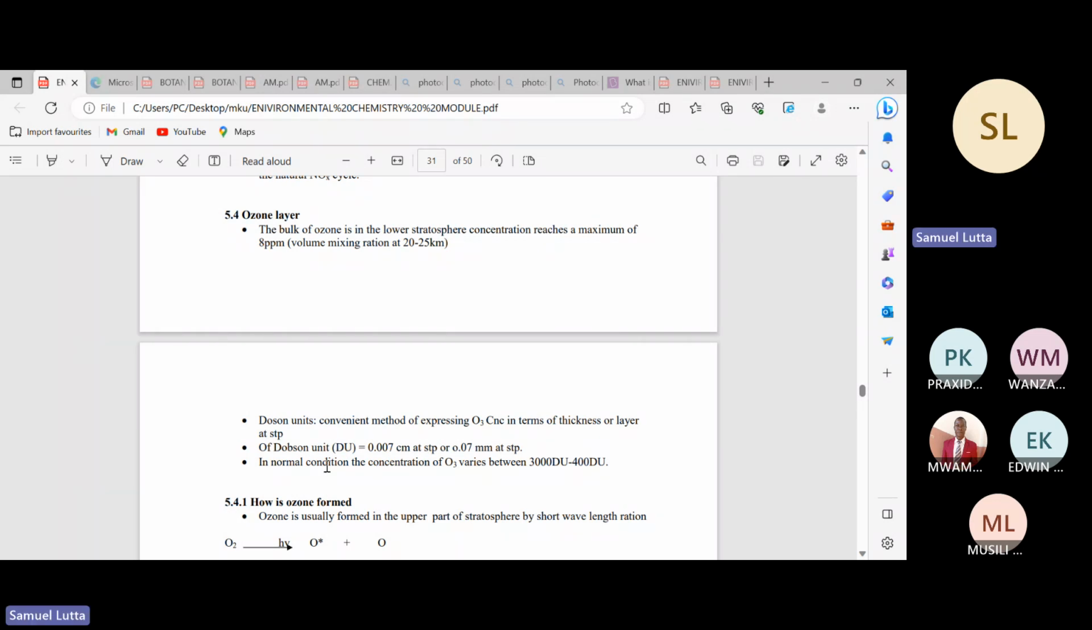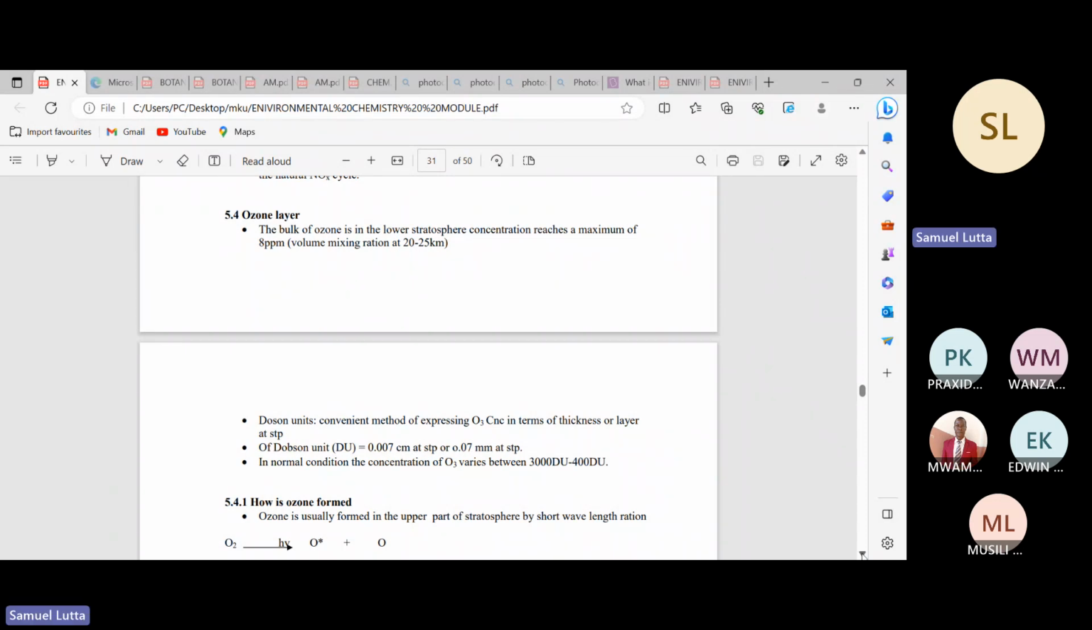It's measured in terms of the thickness of the layer under standard conditions of temperature and pressure. The normal condition for this ozone varies between 300 to 400 Dobson units. So this Dobson unit is just equivalent to about 0.01 centimeter thickness of the layer under standard conditions of temperature and pressure.